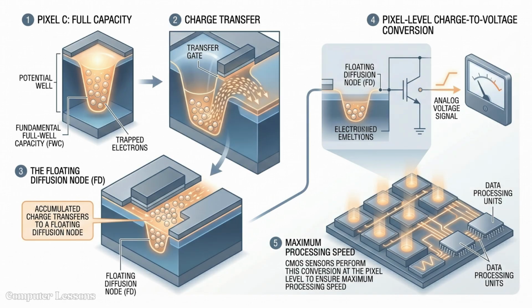To read data, accumulated charge transfers to a floating diffusion node located within the individual pixel. This charge is converted into a voltage signal by an internal source-follower amplifier circuit. CMOS sensors perform this conversion at the pixel level to ensure maximum processing speed.